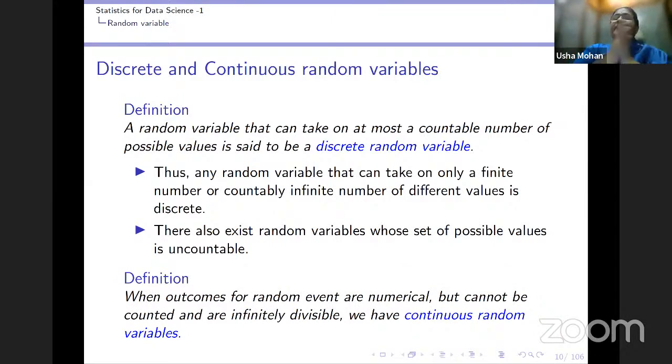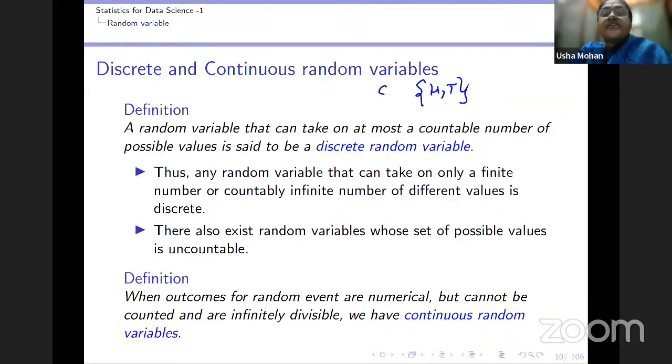Just as we said when we talked about experiments, when I had tossing a coin, I had the outcome to be a head and tail. Whereas when I was asking about the time taken to reach from point A to point B or the lifetime of a bulb, is that a random experiment when the outcome is the lifetime of a bulb?